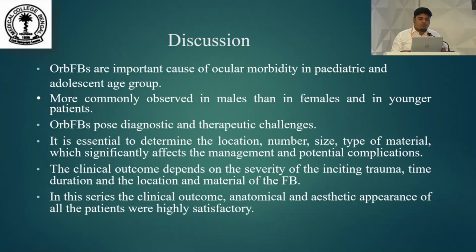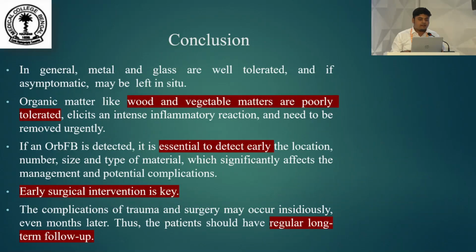Orbital foreign bodies are more commonly observed in males and in younger patients, and thus pose significant diagnostic and therapeutic challenges. It is essential to determine the location, number, size and type of material, which significantly affects the management and potential complications. The clinical outcome also depends on the severity of the inciting trauma and the time duration from the injury. In this series, thankfully, the clinical outcome and anatomical and aesthetic appearance of all the patients were highly satisfactory.